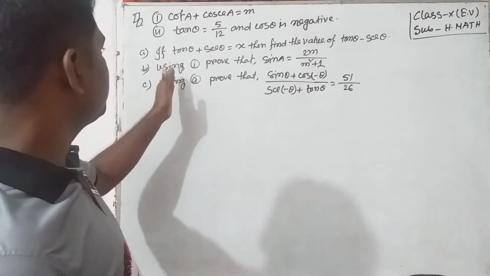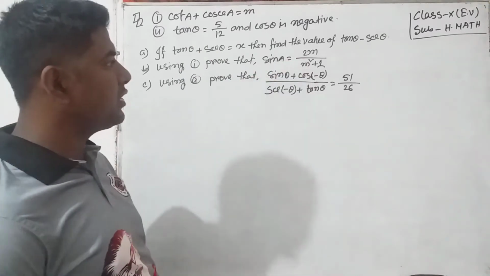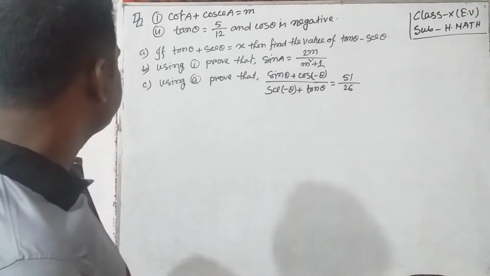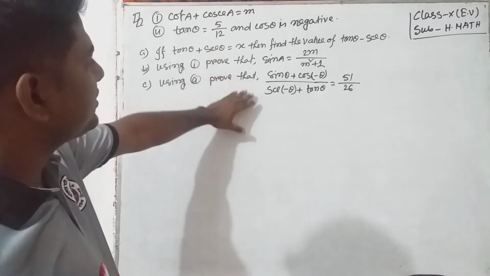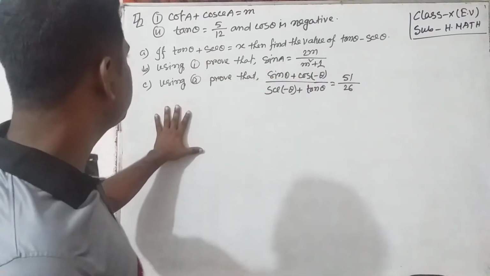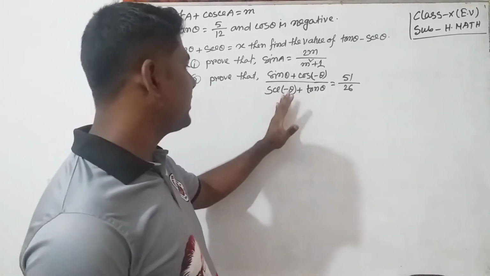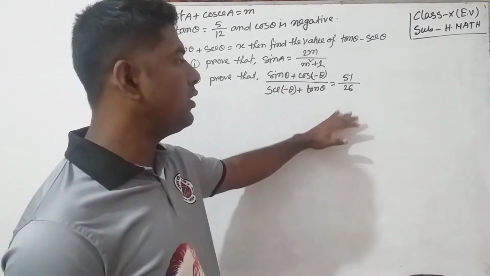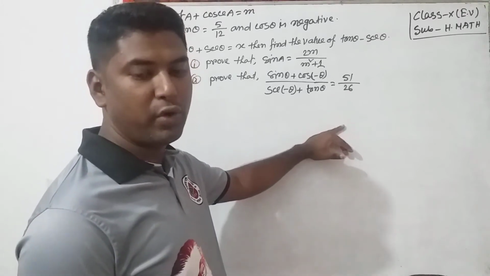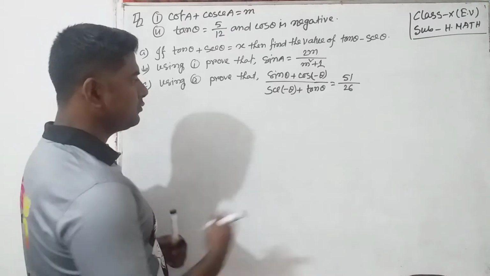Okay, my first question is, if tan theta plus sec theta equal x, then find the value of tan theta minus sec theta. Second question is, using 1, prove that sin A equal to m by m square plus 1. Third question is, using 2, prove that sin theta plus cos theta, sec theta plus tan theta equal 51 by 26.